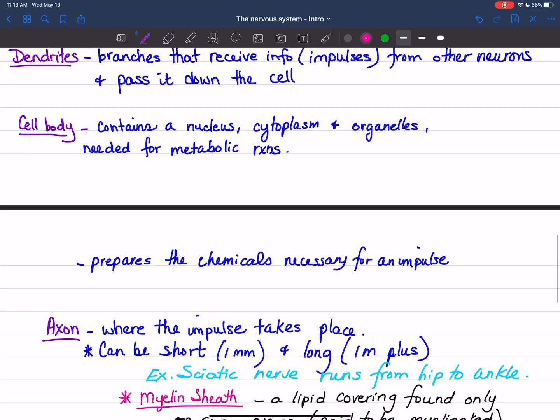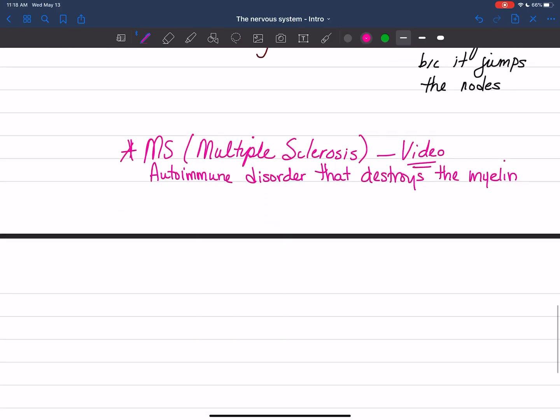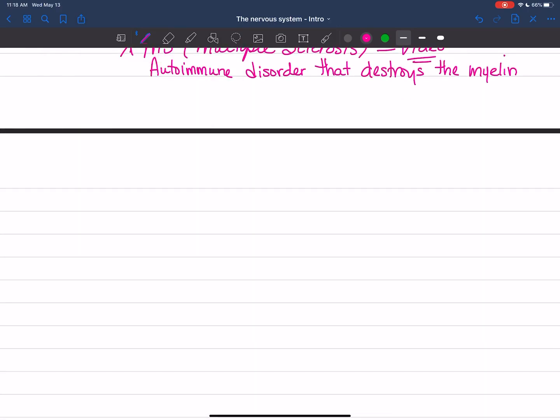Okay, so we've made our way from the dendrites to the cell body down the axon, and now we're getting to these little things called synaptic knobs. So that's the last section that we're going to talk about for our neuron. Synaptic knobs.